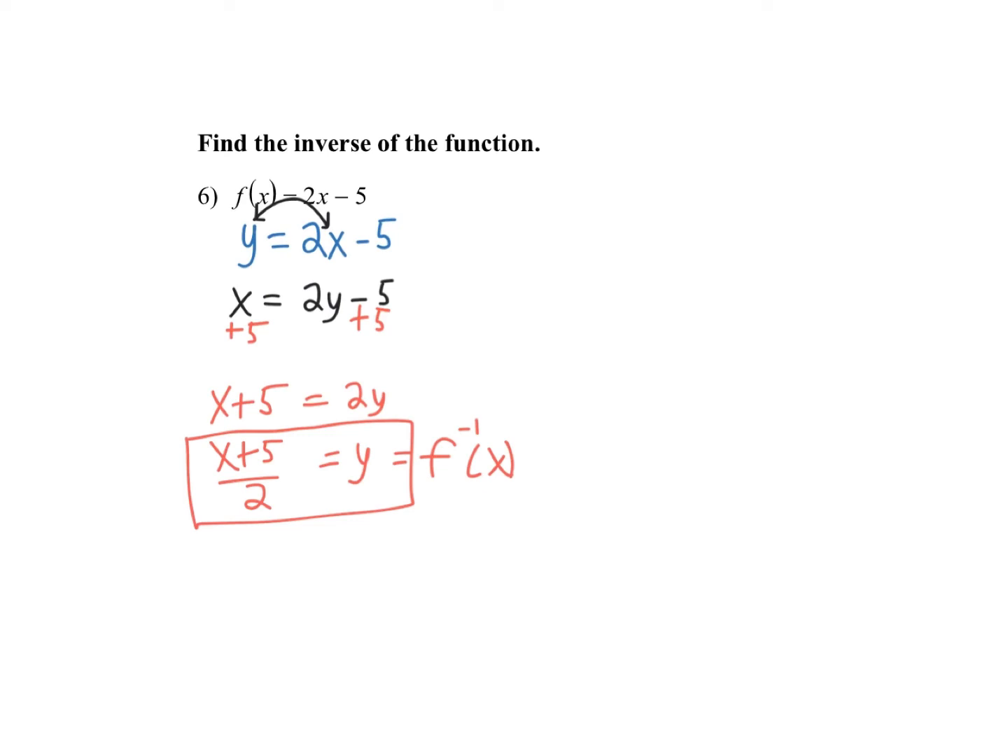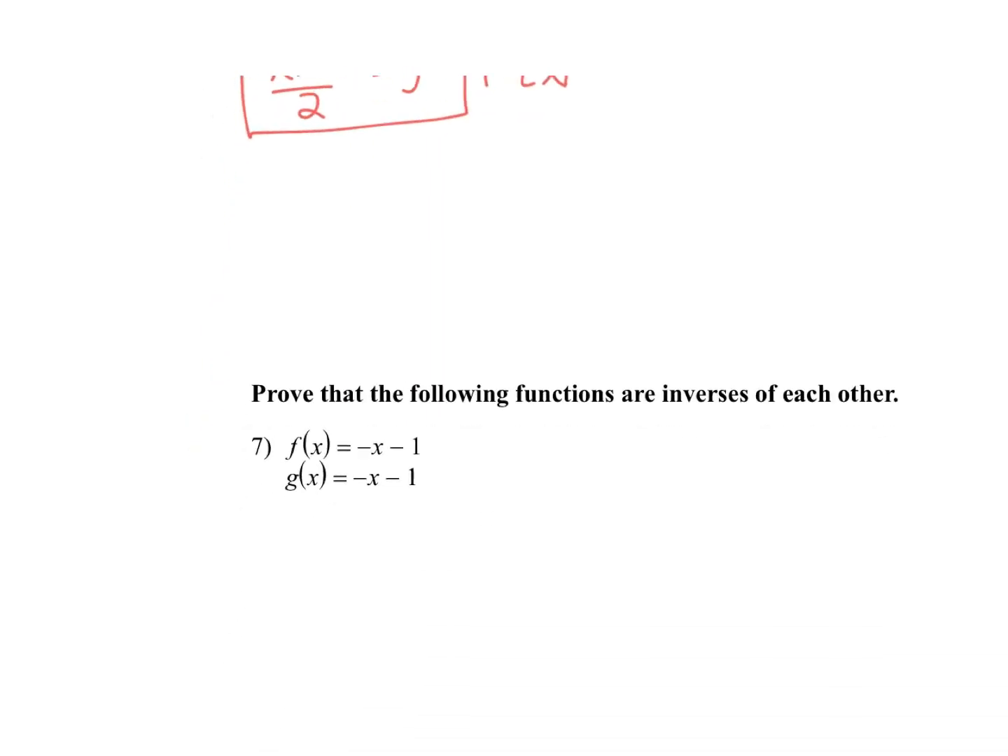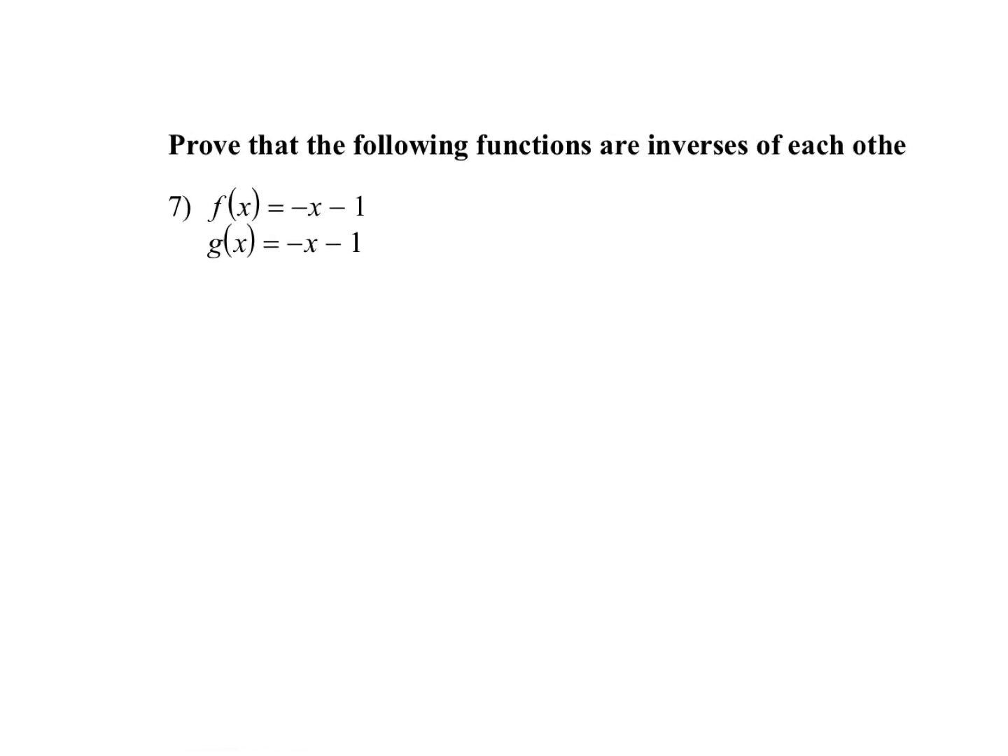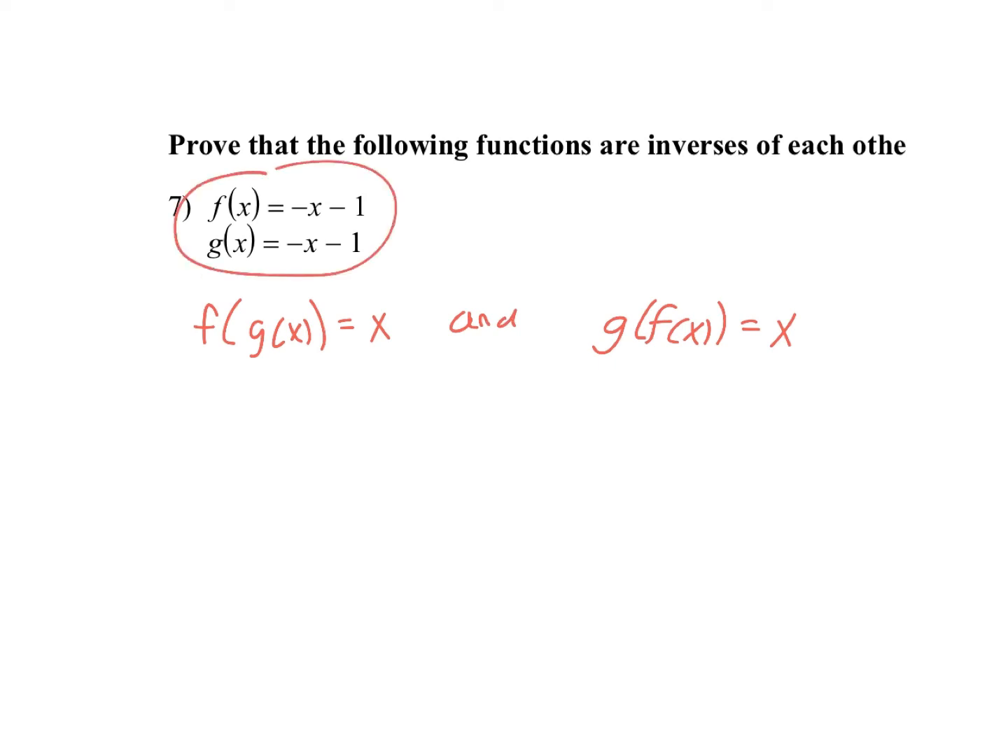The final thing on this was to actually prove two functions are inverses of each other. Now this one looks kind of weird because f and g are the same thing. But in order to prove functions are inverses, we need to show that when we plug one into the other, we get x, and when we switch the order, plug f into g, we also get x. We're going to get lucky in this case because f and g are the same, so both of these are going to be equivalent. So I'm just going to do one of them.